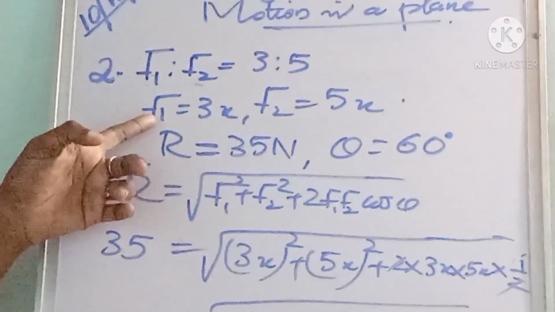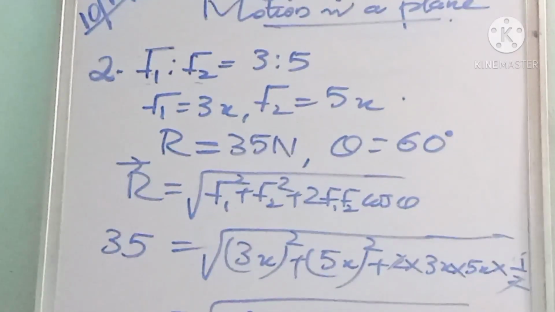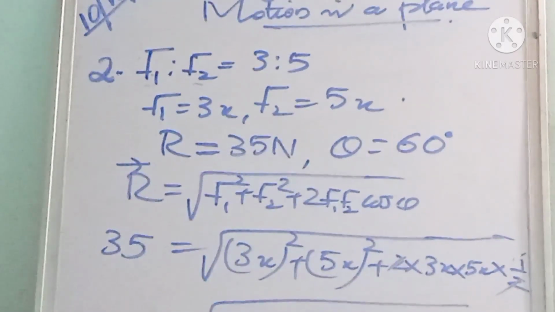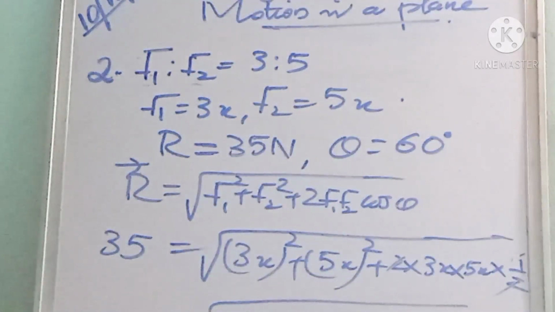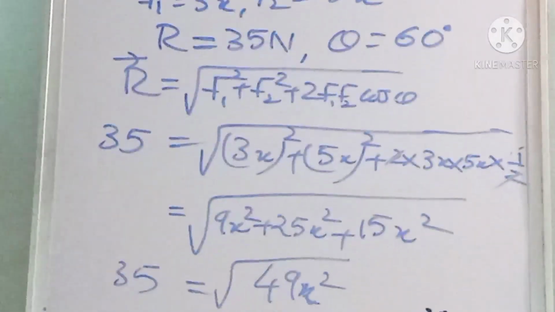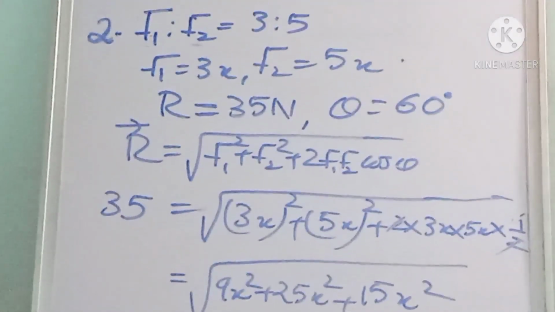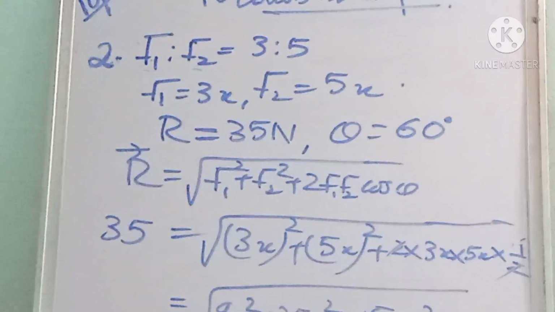So we got the first force F1 as 3 into x. So 3 into 5 is 15 Newton. The second force F2 is 5x, that is 5 into 5, 25 Newton. So these are the magnitudes of the two forces, 15 Newton and 25 Newton.